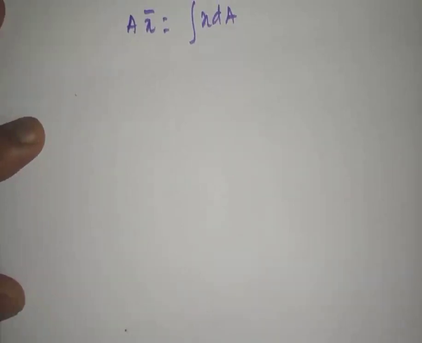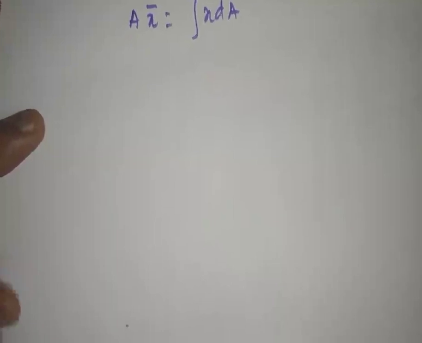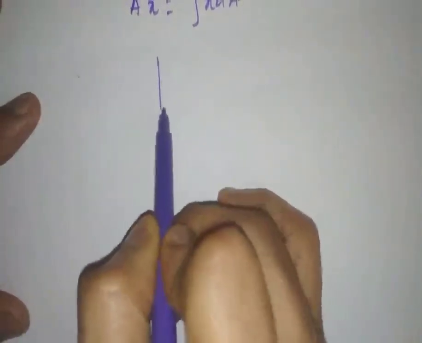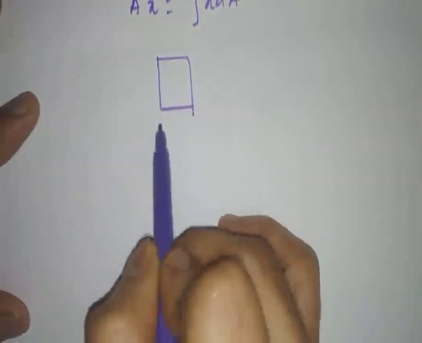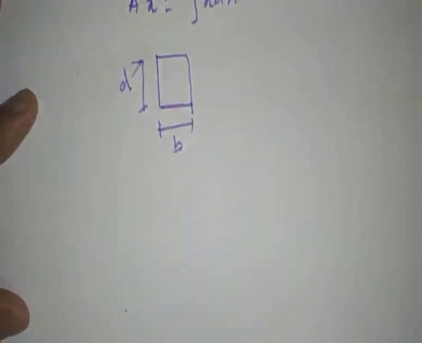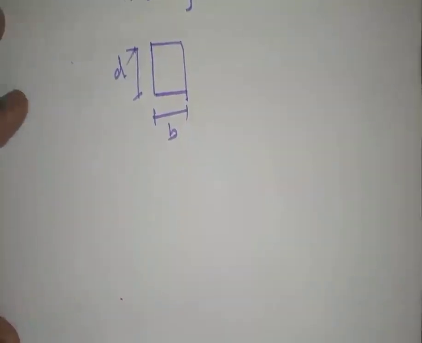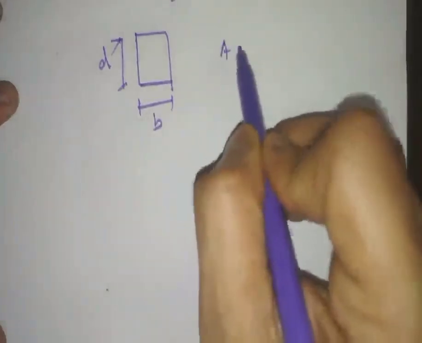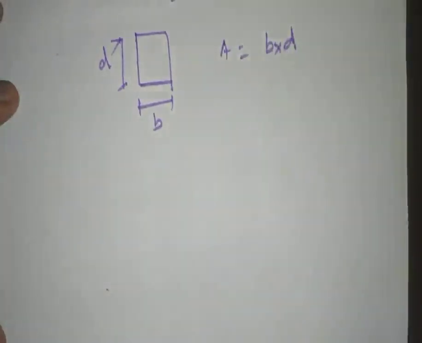To have this particular derivation, we shall first derive it for a rectangular section and then for the triangular section. For the rectangular section, we shall consider a rectangle of base width b and depth d. We need to find out the centroid of this rectangular section. The area of the rectangular section is b into d.